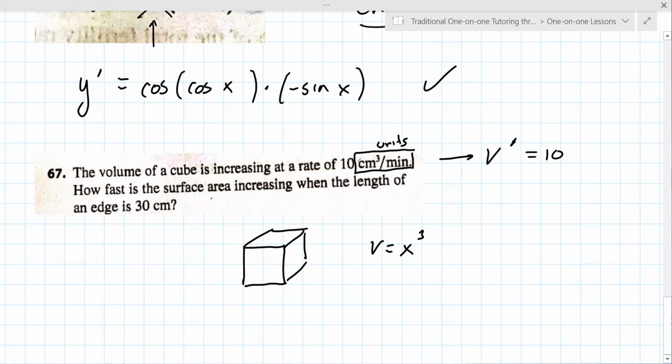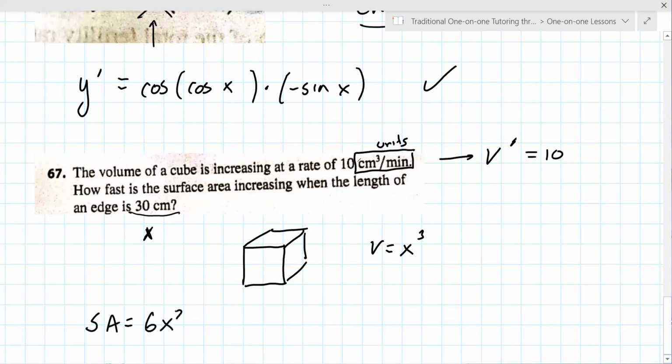How fast is the surface area increasing when the length of an edge is 30 centimeters? So what is that? That's X. Now, is that an X prime? No, because it's not centimeters per minute or something. Okay, so now, great. Volume's great. Wonderful. What is the surface area of a cube?